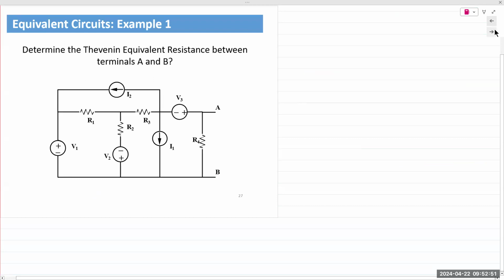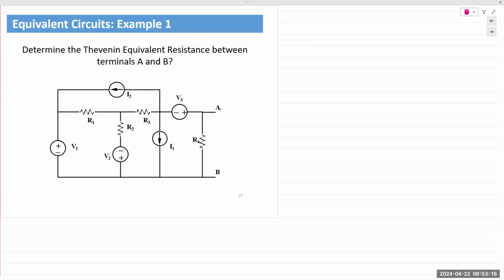Let's look at an example. We'll get into one example only today. All right, let's say this circuit, which has open terminals right now. It just says determine the Thevenin equivalent resistance between terminals A and B. Then you don't need to do anything. The terminals are specified. You begin your analysis as it is.